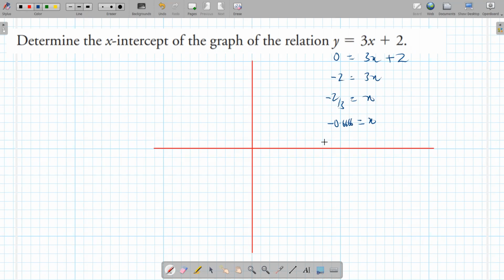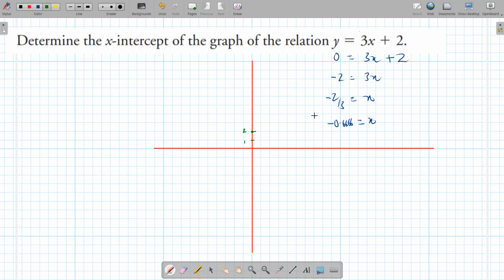Okay. Now, if you want to do this graphically, we are going to draw this line first, 3x plus 2. And how do we do that? Start on the y-intercept, which is 2, yeah? 1, 2. There's our first point. What's our second point? Look at the slope.